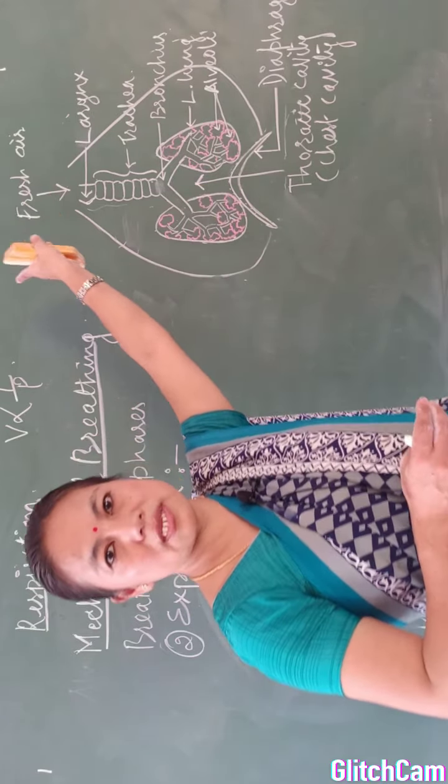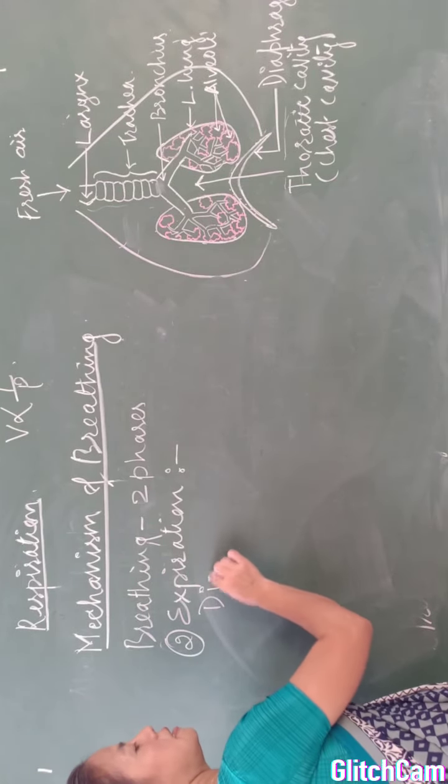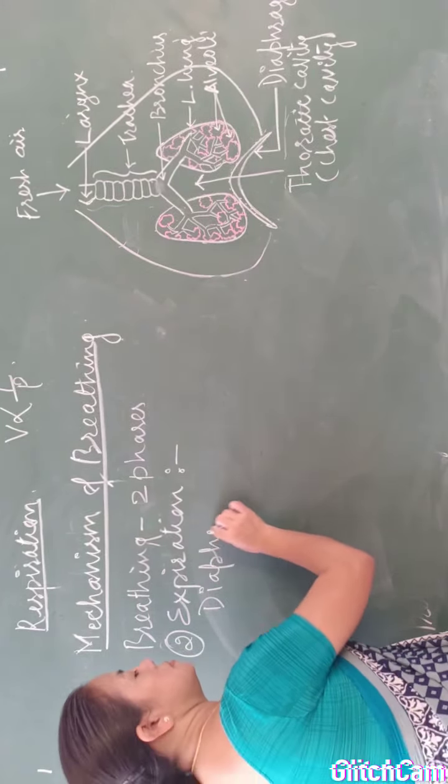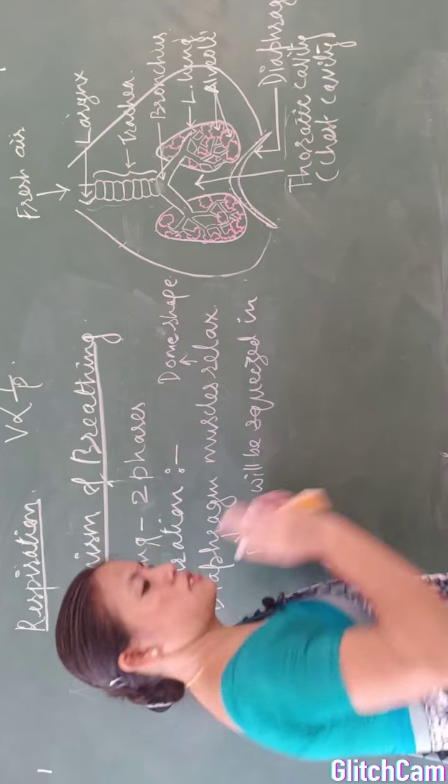So, let us write down here also. So, during expiration or exhalation, what happens? Diaphragm muscles relax. When they relax, they assume their dome shape, isn't it? Now, when these diaphragm muscles relax, what happens? Ribs will be squeezed in. Okay, they will be squeezed in.